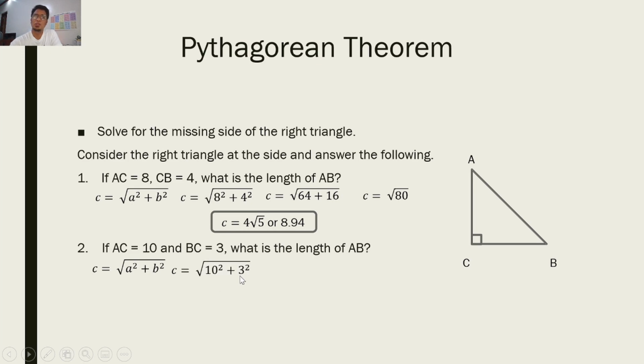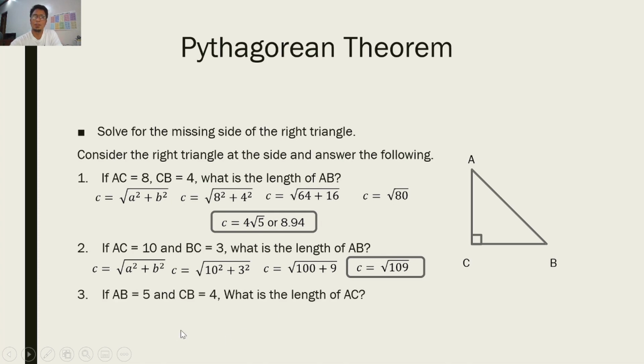Substitute. 10 squared plus 3 squared. Simplify, 100 plus 9. Pag pinagsama, if we combine, 109. Wala na pong factor yung 109 na pwede nating ilabas. So, okay na po itong final answer. Now, if you're going to use calculator, as I have mentioned, may sagot po kayo dyan. More or less, 10 point something yan. Hindi ko na lang po inilagay.